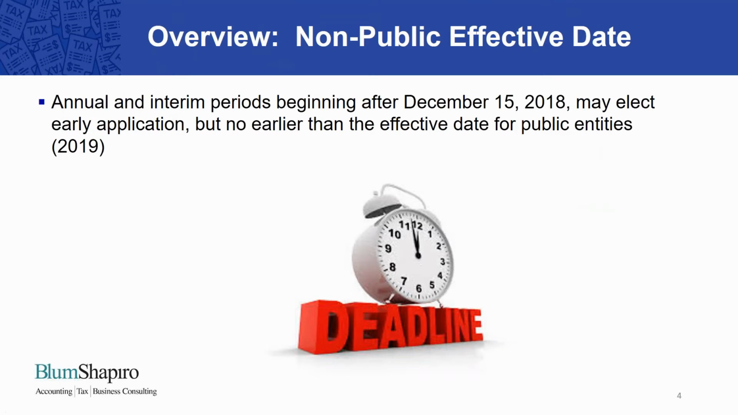So, when do private companies have to implement this standard? For private companies, the standard is effective for annual and interim periods beginning after December 15, 2018, which is essentially 2019. The standard is already effective for public companies, which it became effective at the start of the year, effectively January 1st, 2018.